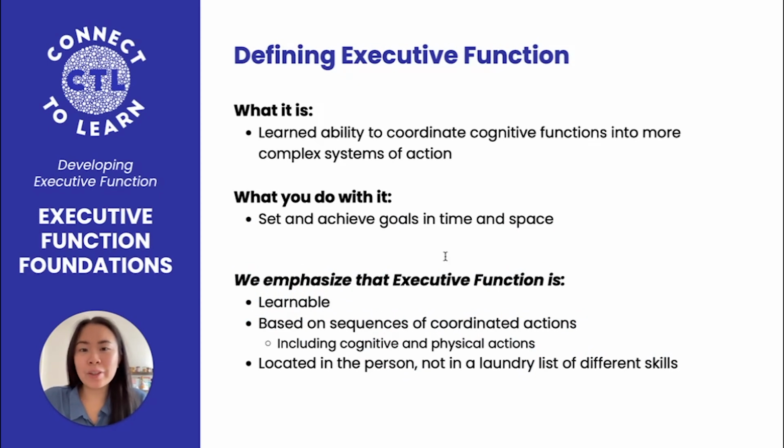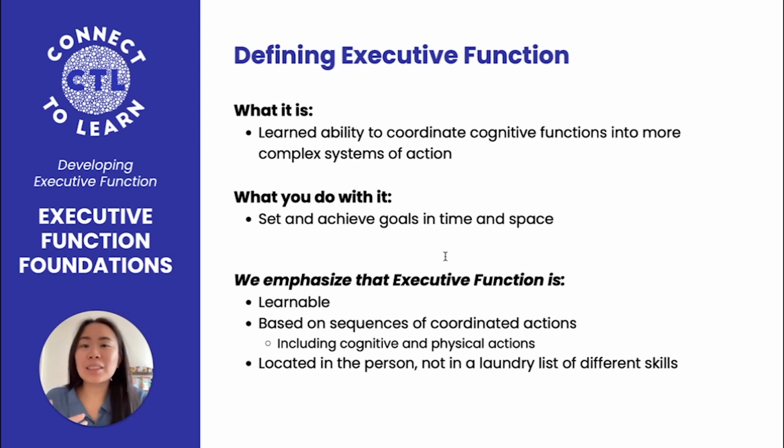Our general definition for executive function is that it is the learned ability to coordinate cognitive functions into more complex systems of action. Executive function is how we remember what needs to get done. It's how we recognize what's a priority and what might need to be set aside for later, and how we actually make sure that that happens.